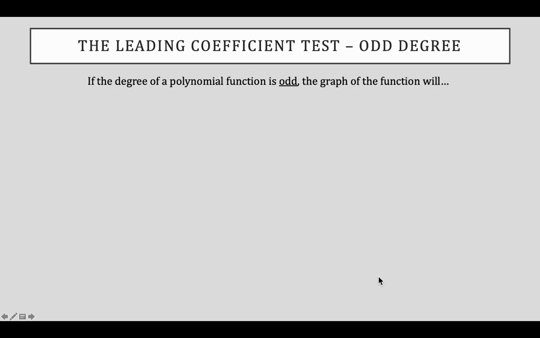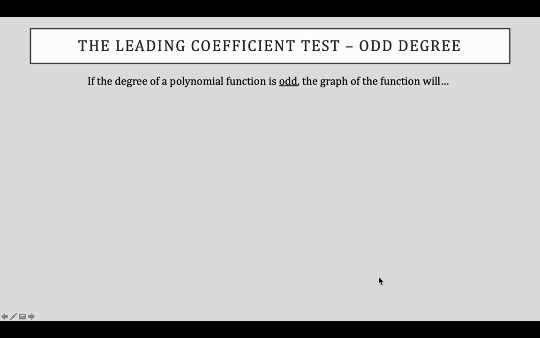And then we are also going to have to figure out what the end behavior of the graph is going to be. When you hear the words end behavior, that means what does the graph do as it goes to the right, and what does the graph do as it goes to the left. For polynomials, your options are either the function is going to rise to the left or fall to the left, and the graph will either rise to the right or fall to the right. And we can determine that by using the leading coefficient test.